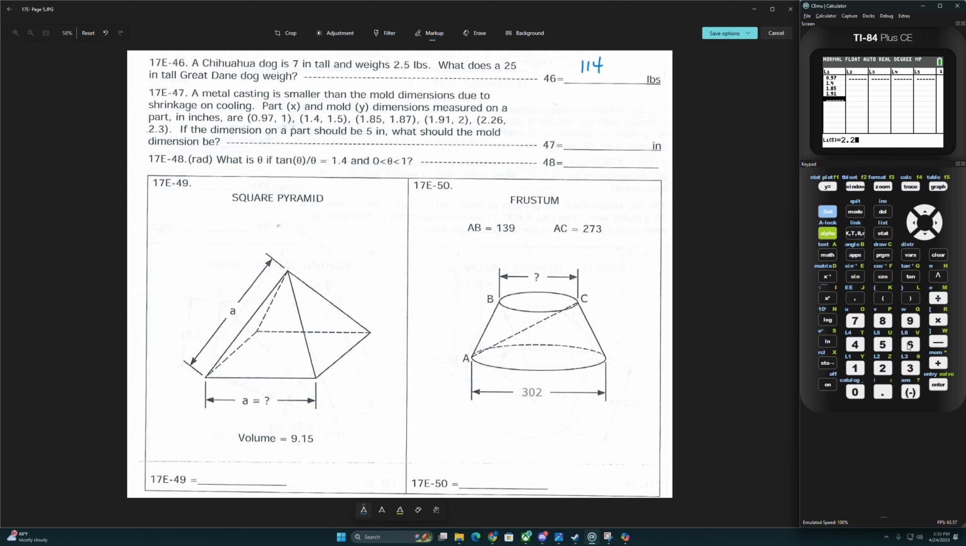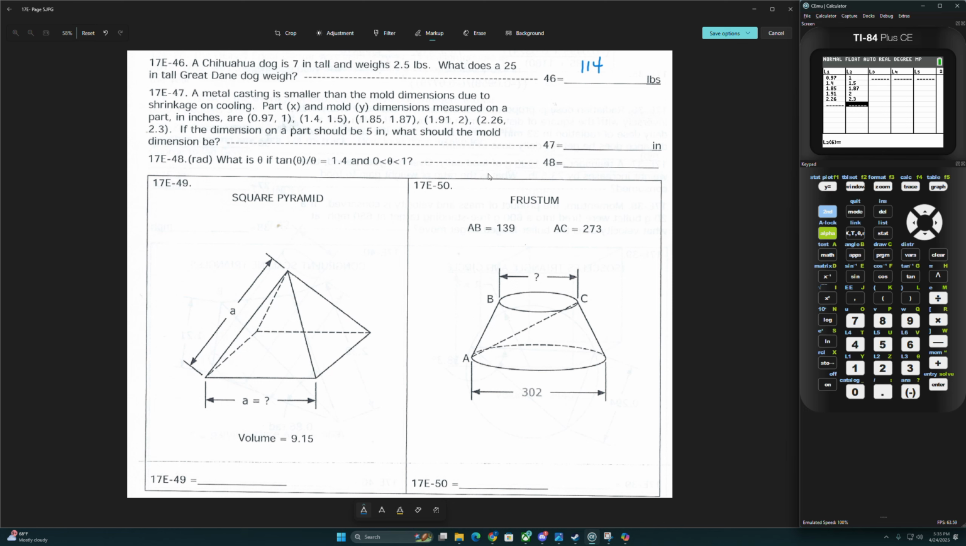2.26. I think that should be right. Now 1 and 1.5 and 1.87 and 2, and then lastly 2.3. I hate having to look on my screen to type on here and then having to look back, but that's why you have to take your time.